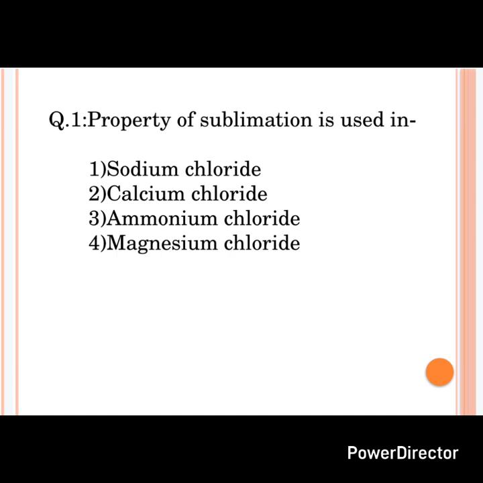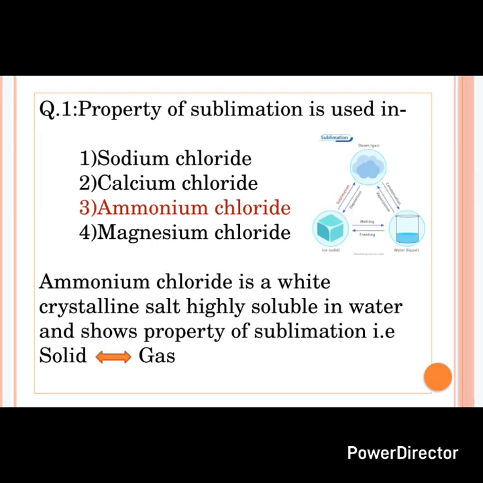The options are: first one, sodium chloride; second one, calcium chloride; third one, ammonium chloride; fourth one, magnesium chloride. So for this the answer is ammonium chloride. Yes, ammonium chloride is a white crystalline salt, highly soluble in water, and shows the property of sublimation, that is, from solid it becomes gaseous. Then we can also see some other examples, that is naphthalene, naphthalene balls, etc.